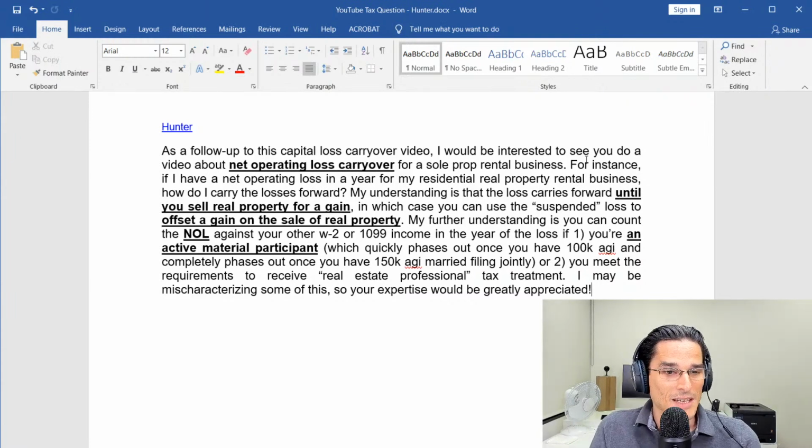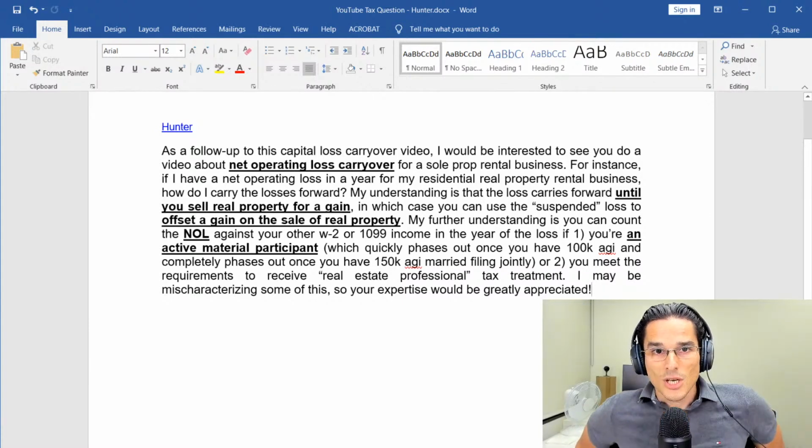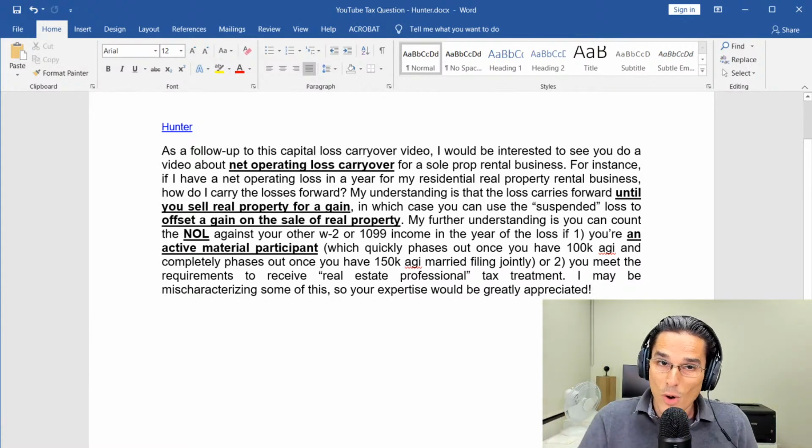My further understanding is that you count the NOL against your W-2 or 1099 income in the year of the loss if 1, you're an active material participant, which quickly phases out once you have 100K AGI and completely phases out once you have 150K AGI if you're married filing jointly, or 2, you meet the requirements to receive real estate professional tax treatment. I may be mischaracterizing some of this, so your expertise would be greatly appreciated. Hunter, thank you for your question.